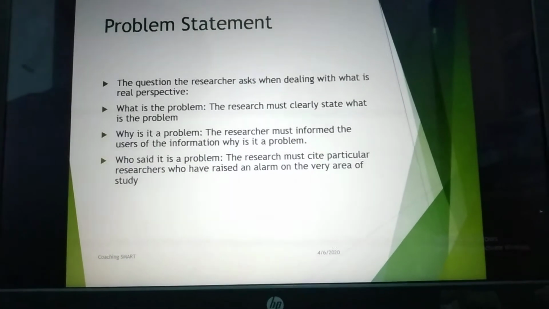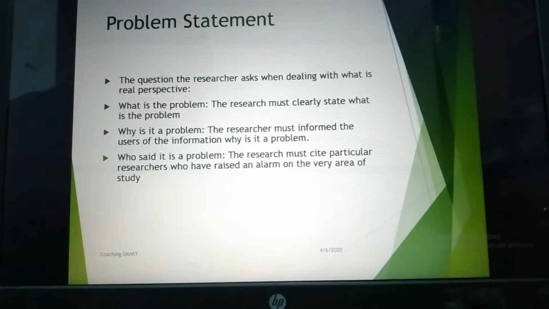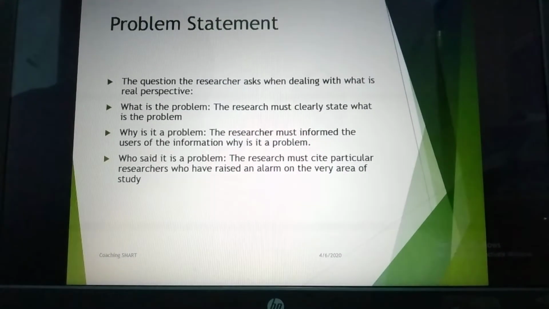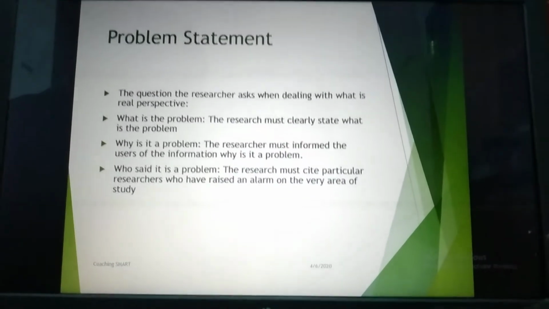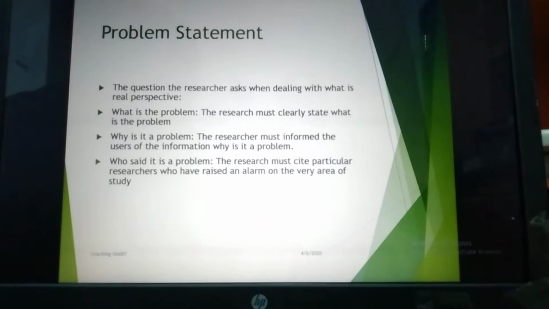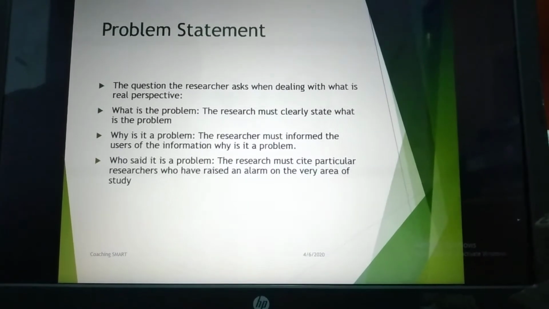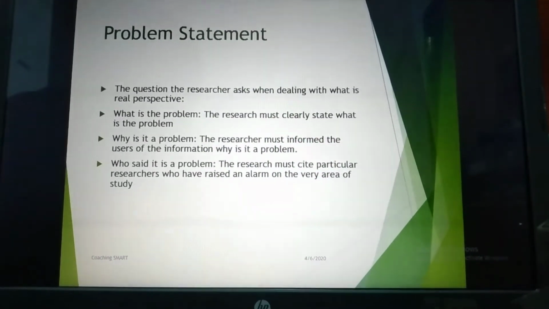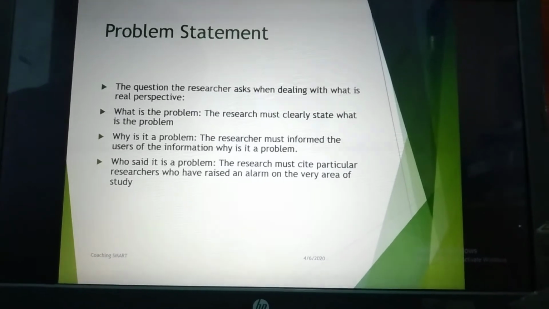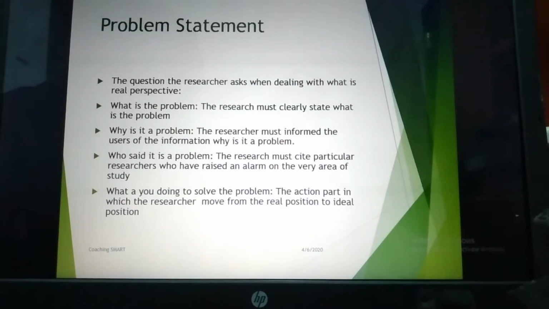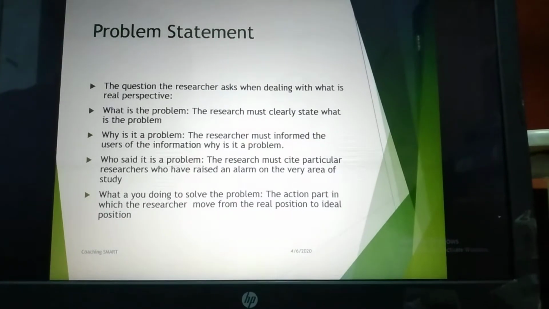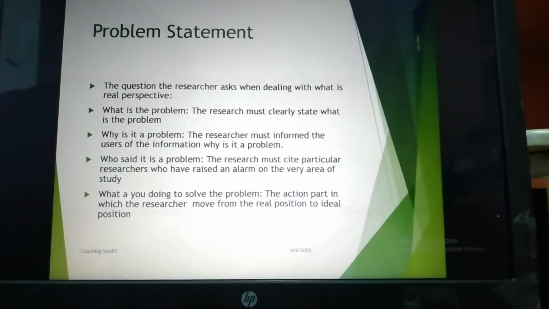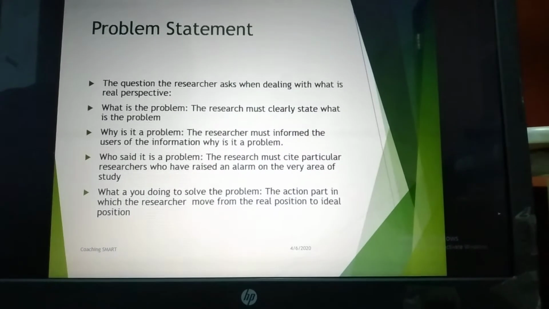Then number 3, who said it is a problem? The researcher must cite a particular researchers who have raised an alarm on the very area of study. So we have different scholars who have said something about the particular area that you're doing your study. Then finally, what are you doing to solve the problem? The action part in which the researcher moves from the real position to the ideal position.